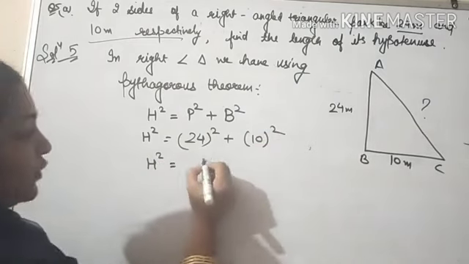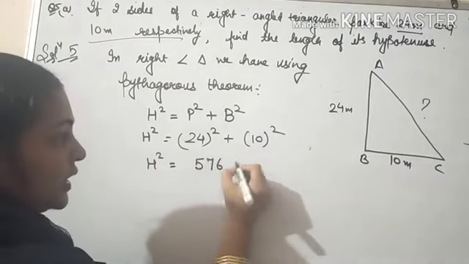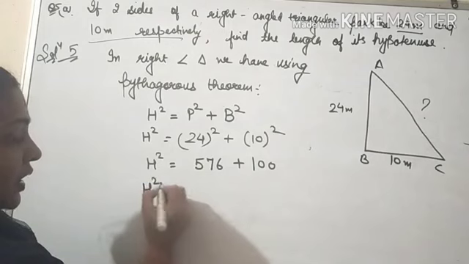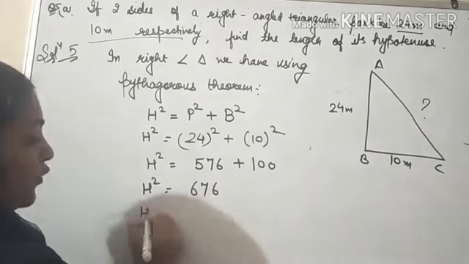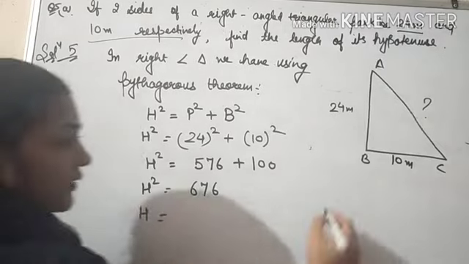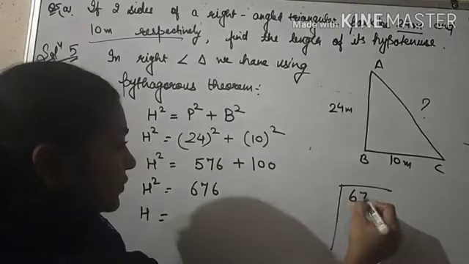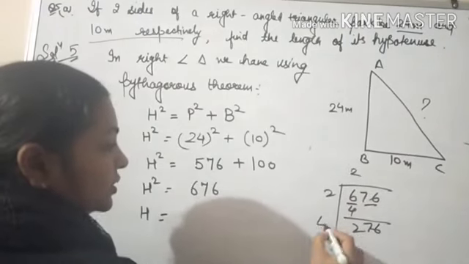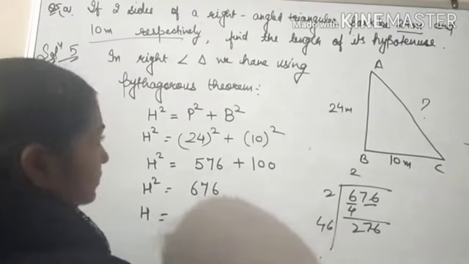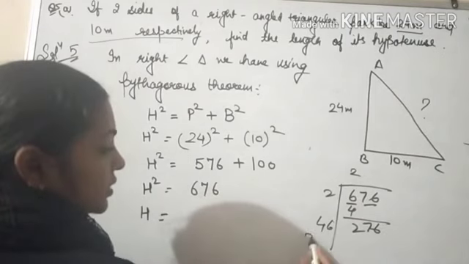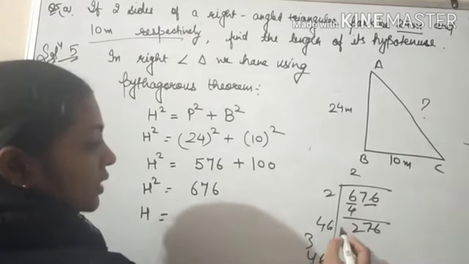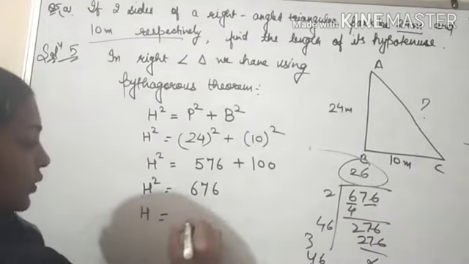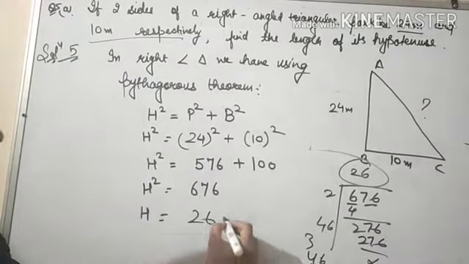Square of 24 is 576 and square of 10 is 100. It will be equal to 676. Now find the square root of 676. We get 26 as the root. So hypotenuse is 26 meter.